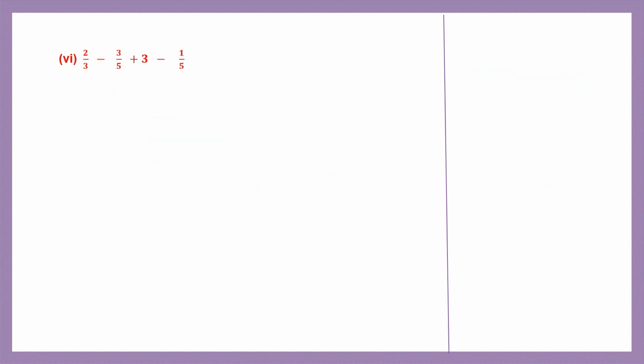Question 6. So here we have fractions and a whole number. So let's write that down first. So 2 by 3 minus 3 by 5 plus 3 minus 1 by 5. So this whole number 3 will give it a denominator 1. Now let's find the LCM of the denominators. What are all the denominators? 3, 5, 1 and 5. Now 1 we don't have to include and 5 is repeated, so we just have to write it once. That means we have to find the LCM of only 3 and 5.